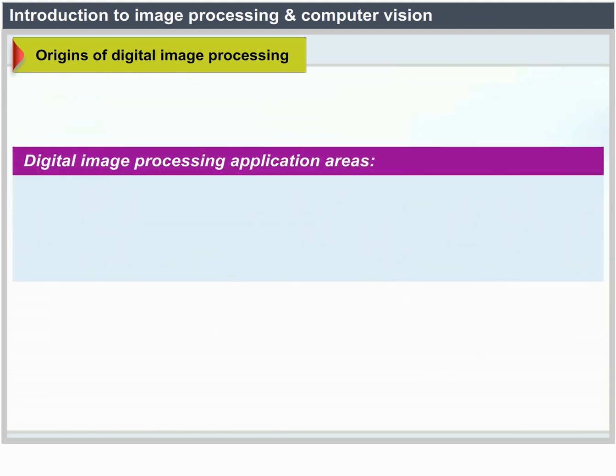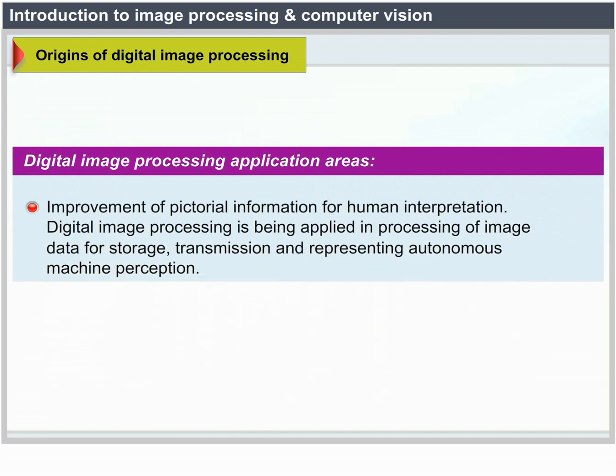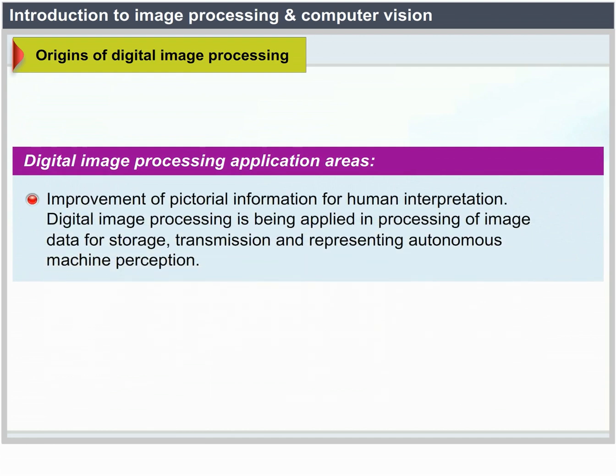Digital image processing application areas. Improvement of pictorial information for human interpretation. Processing of image data for storage, transmission and representation for autonomous machine perception.